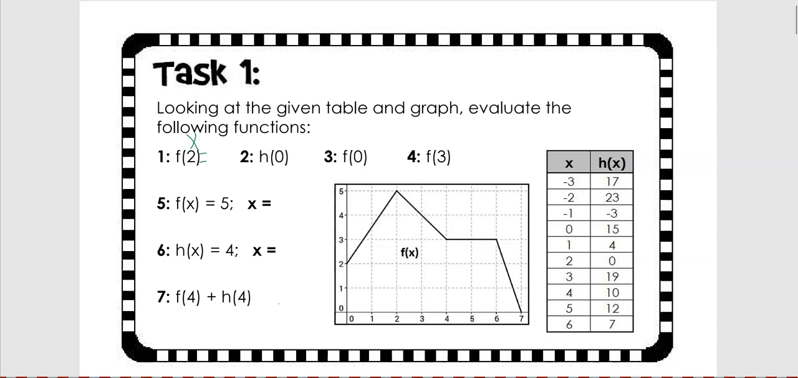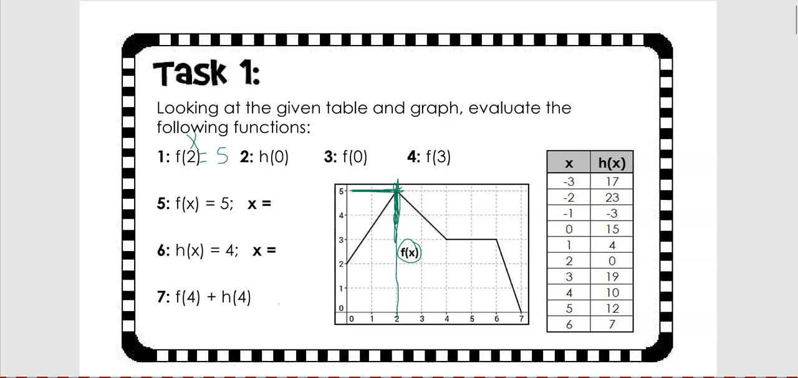So this says f, so we're going to come to the graph that says f of x. They want to know what f of 2 is, so we're going to go from 2 on the x-axis straight up till it meets the graph. From that point, we're going to go over to our y-axis, and the graph here happens to meet at 5.